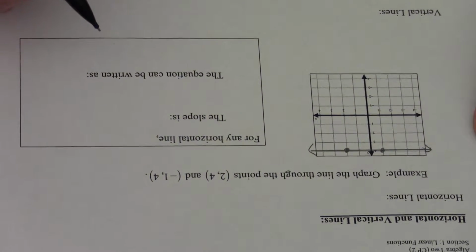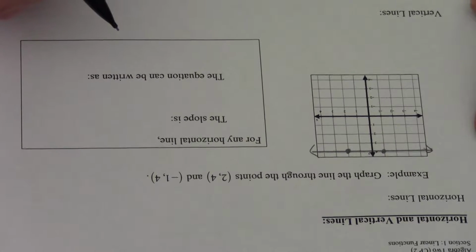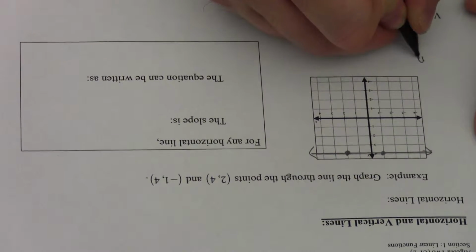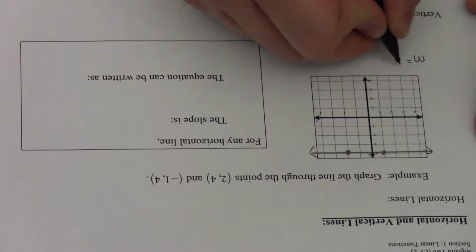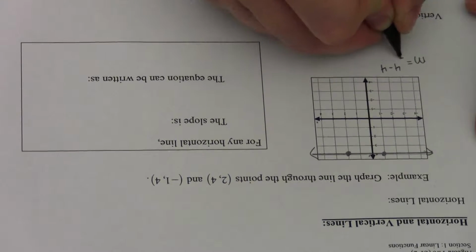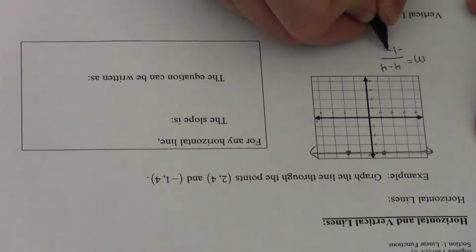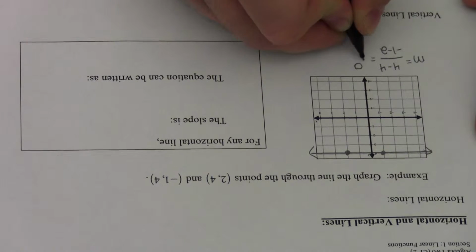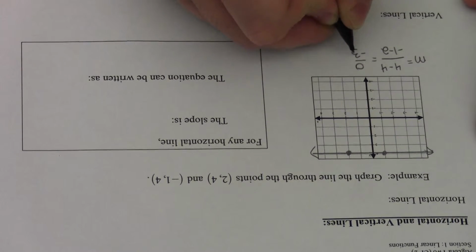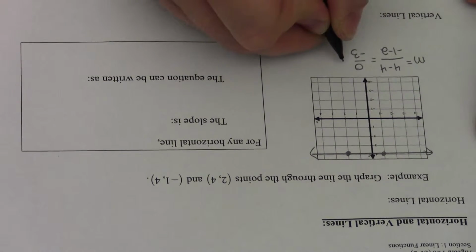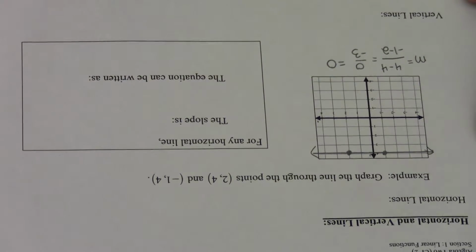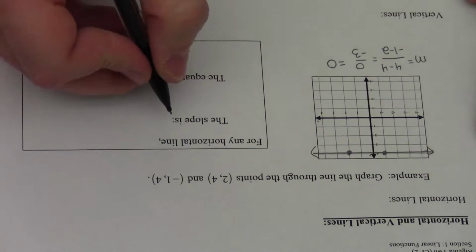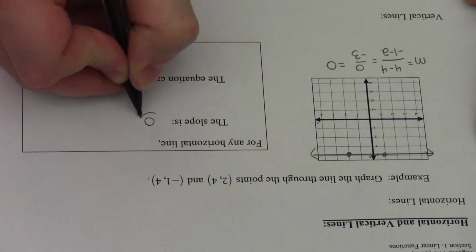Well, I need to find my slope, and I want to write the equation of the line. If I use my normal formula for slope, I'm going to get (4 - 4) over (-1 - 2). This gives me 0 over -3. Well, 0 divided by any number will give me 0. My slope is just 0. And actually, for any horizontal line, the slope will always be 0.